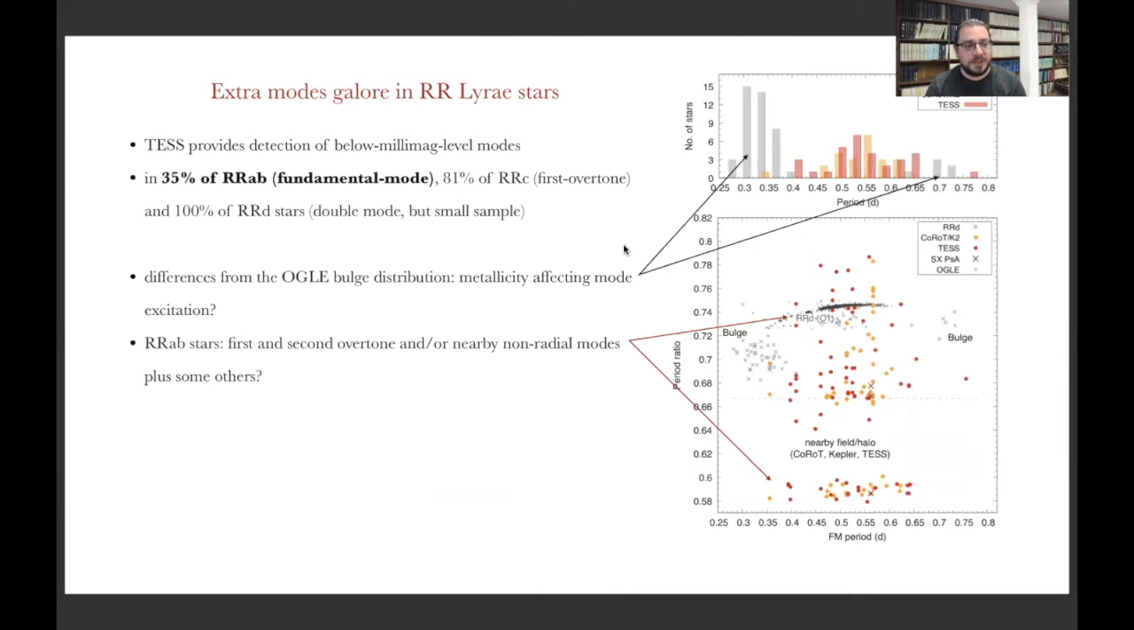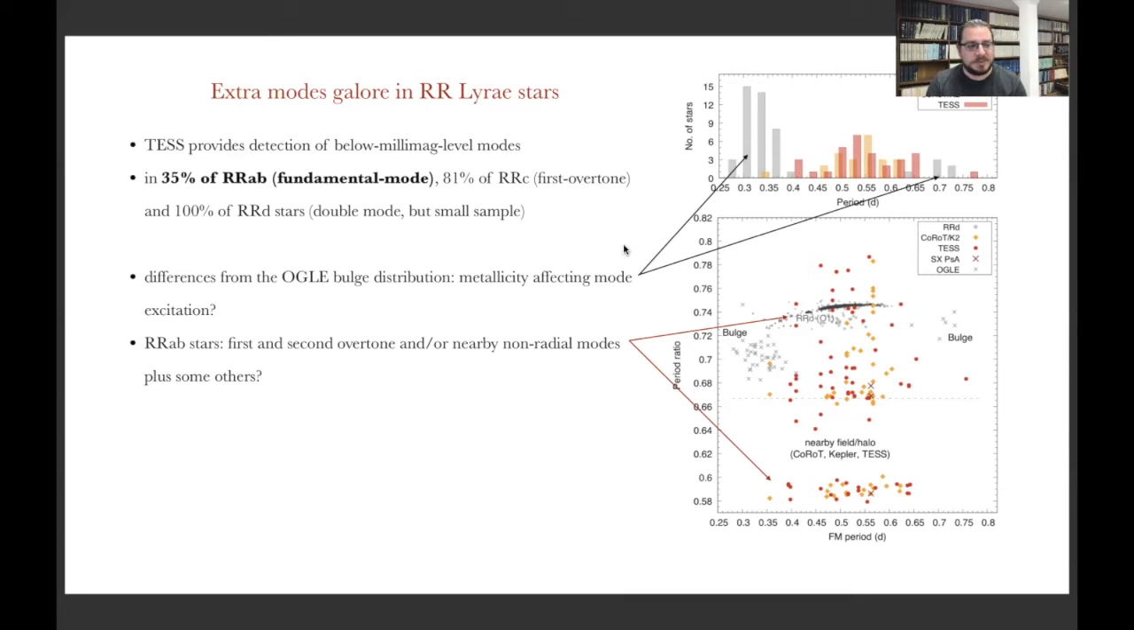The TESS photometry is able to reveal sub-millimagnitude level extra modes hiding behind the dominant radial mode in these RR Lyrae stars. We found these extra modes in 35% of RRab and 81% of RRc stars, and in 100% of RRd stars, although we only had 5 of those.